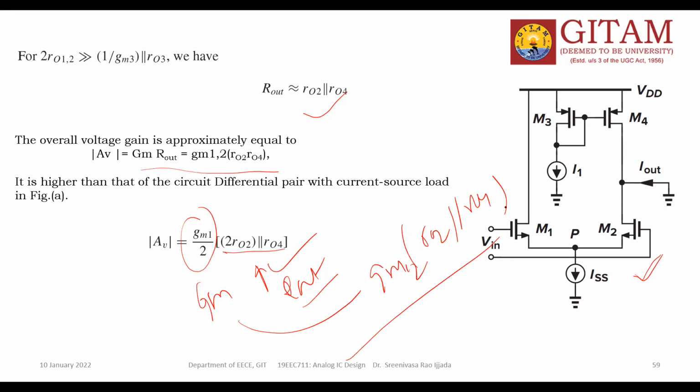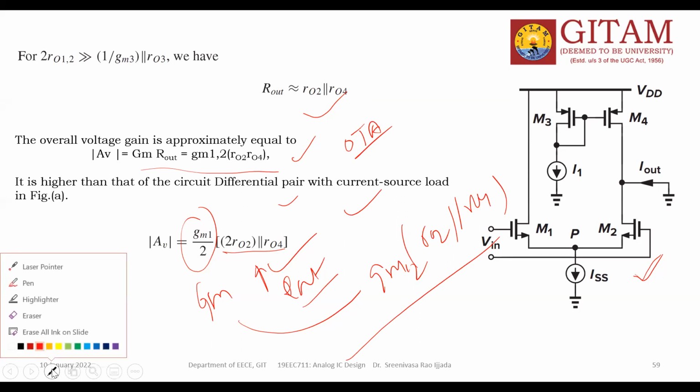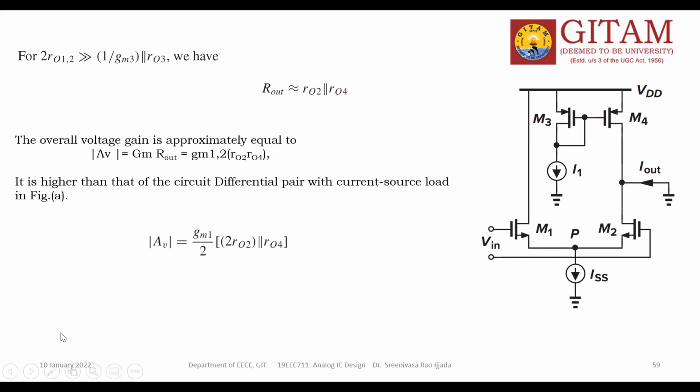If you compare these two, the voltage gain of the OTA is higher than this one. That's it. The voltage gain of the OTA is higher than the voltage gain of the differential pair with the current source load. Understand?